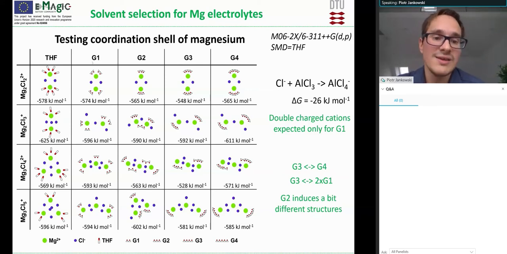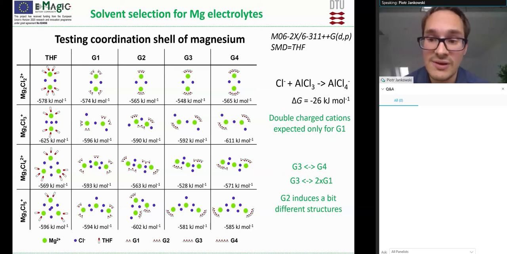Also, we can see that there is a huge similarity between monoglyme and triglyme. Usually the structure is like, if you take two monoglymes, it represents one triglyme. Only diglyme is behaving quite differently, because you can see here, for example, that one diglyme is shared between two magnesiums, which makes them much closer and the structure much more condensed. And here, even the structure is really aggregated because of that.